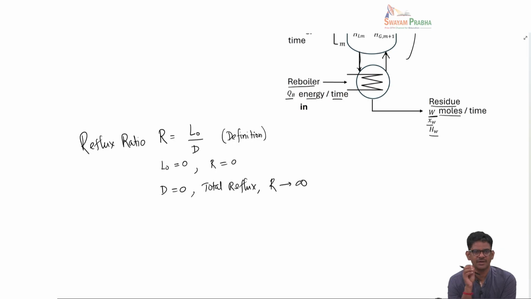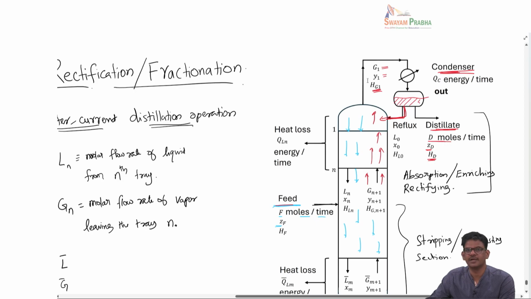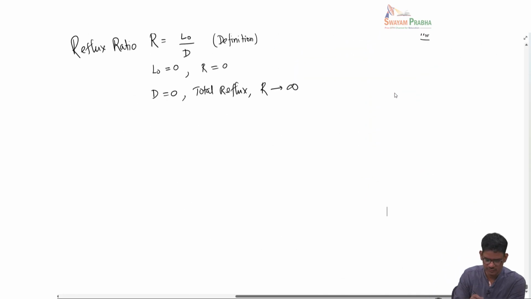Operationally, it means what portion of the condensate we are sending back to the column as reflux and how much we are drawing out as product distillate. So let's consider this particular condenser section and then write a mass balance. What is coming into the condenser is G1 moles per time. So let's do a material balance on the condenser.